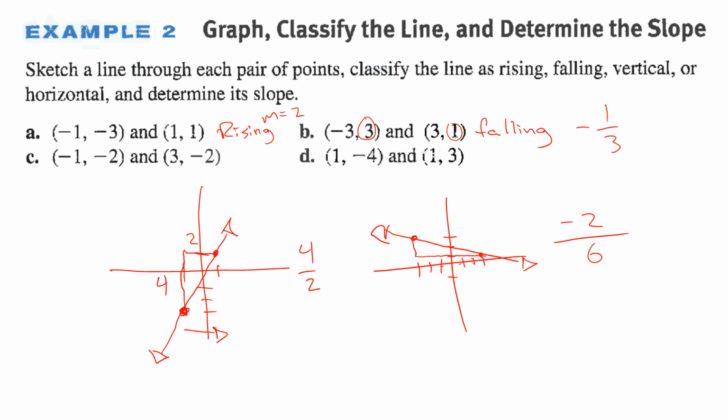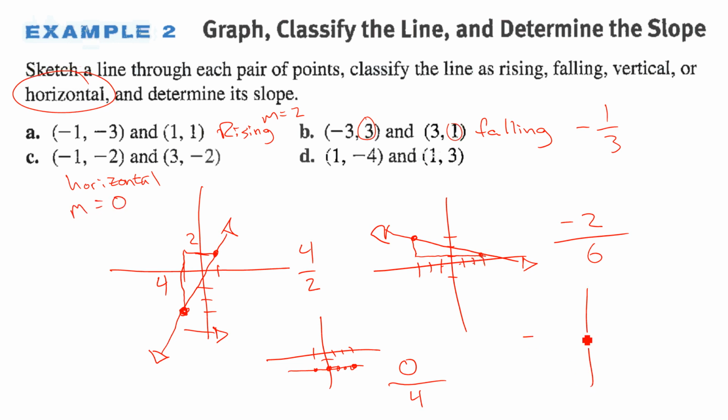All right, how about part C? We are at -1, -2. And then we were at 3, -2. All right, so this is a horizontal line. Horizontal lines, we do not go up and down at all, so you have a rise of 0 and a run of, in this case, it doesn't actually matter, but in this case, we have a run of 1, 2, 3, 4. So 0 divided by 4, we have a slope of 0.